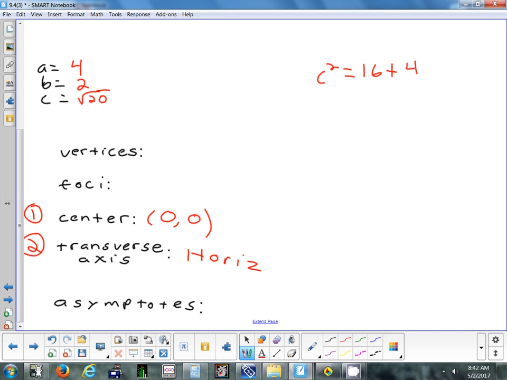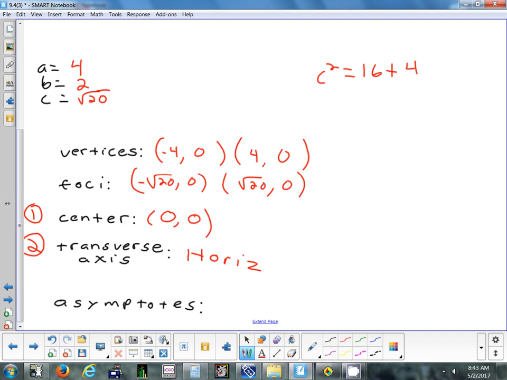The vertices are how many units from the center? Josh? 4 units. A always tells you how far the vertices are from the center. So I need 4 units horizontally from the center. So what would be the 2 coordinates that are 4 units away from the center horizontally? Can you say them again? Negative 4, 0. Yeah. And then positive 4, 0. Yep. So those are your vertices. And now the foci, what letter tells me the distance that the foci are from the center? C. It's going to be the same idea. They're square root 20 units to the left of the center and square root 20 units to the right. It's about 4 point something units.